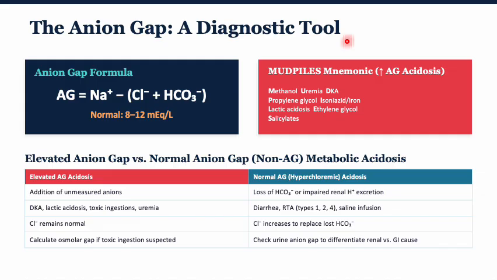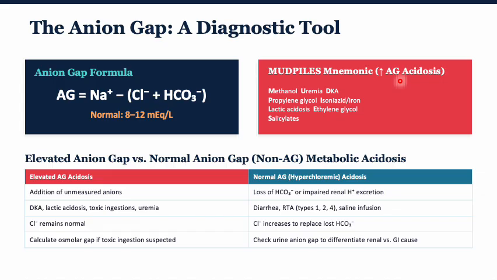So next, I'm going to dive into talking about the anion gap and how we use it as a diagnostic tool. I stated earlier that there is a formula for your anion gap. It is sodium minus chloride plus bicarbonate. Normal is usually 8 to 12 milliequivalents per liter.